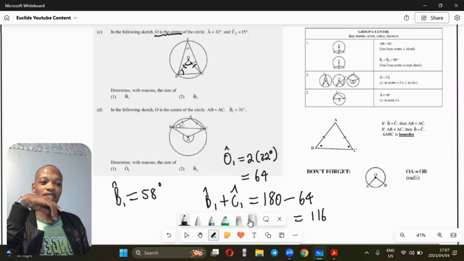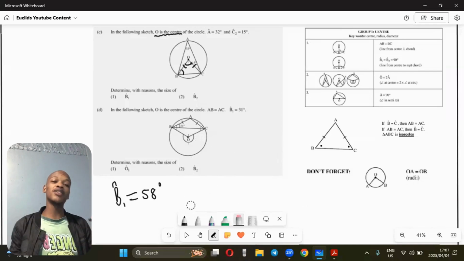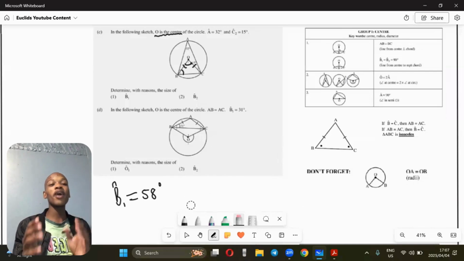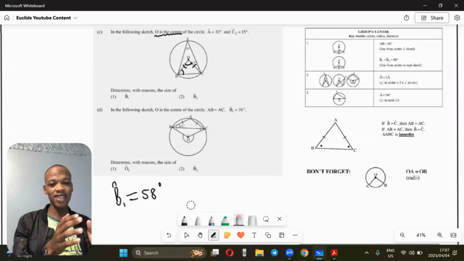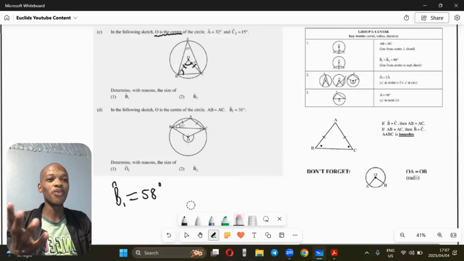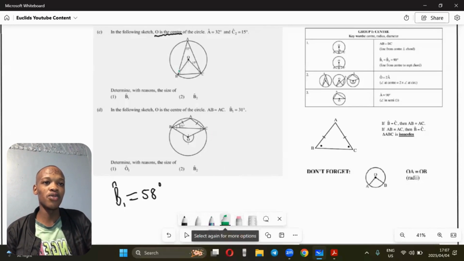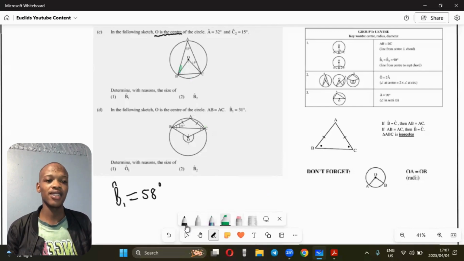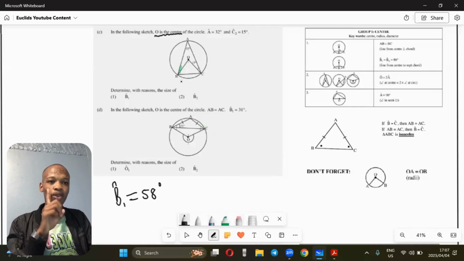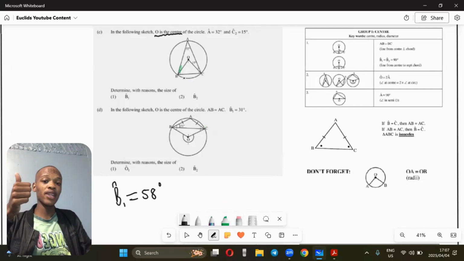Let me erase before I go and check on B2. You see the pattern: you start by asking, where is it? And then, what is it? B2, where is it? There is B2. You start by identifying and highlighting. And then what is it? B2 is part of angle B. Remember, B is divided into two angles, B1 and B2.